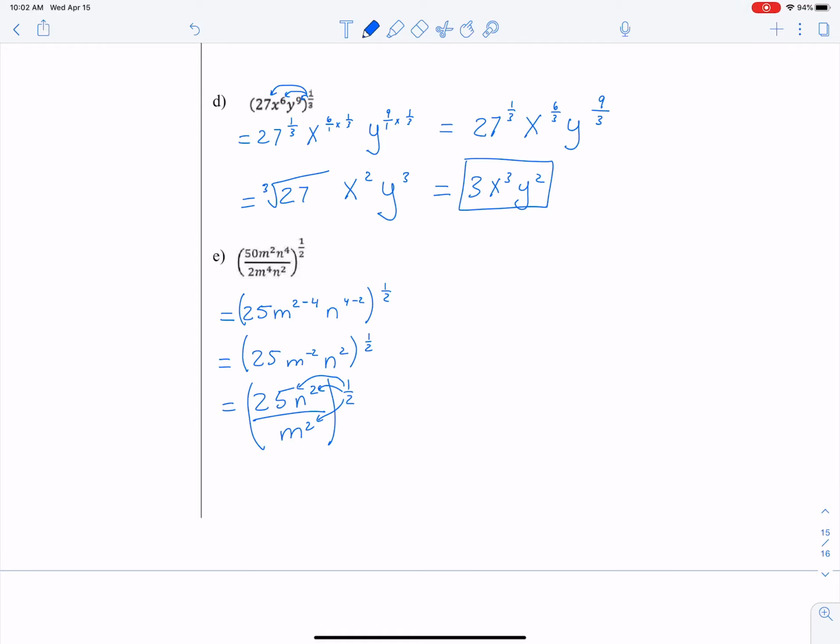I'm going to go up over here now. So I have 25 to the 1/2. I have n to the 2 over 1 times 1 over 2. And I have m to the 2 over 1 times 1 over 2. This number on the bottom is going to be the index of my root. Because it's just a 2, I leave an empty index. Because the number on top is a 1, I don't need to write an exponent.